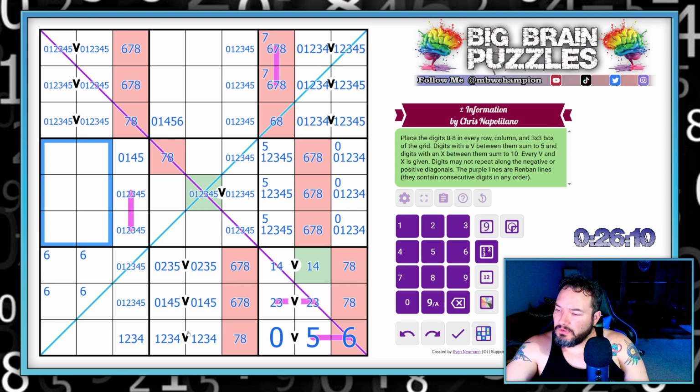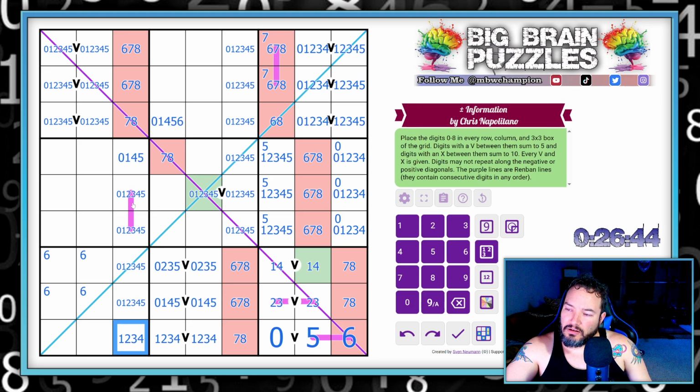Hold on. If this is a 1 4, that means this has to be a 2 or a 3. This is a 2 3. This has to be 1 or a 4. So if we know that, does it do anything with this up here? Not really.